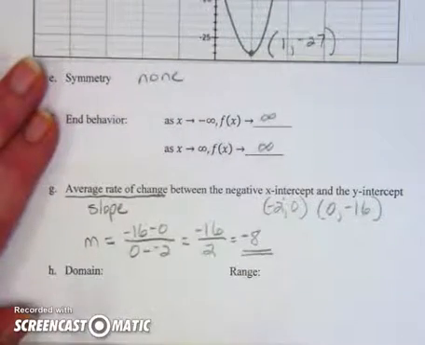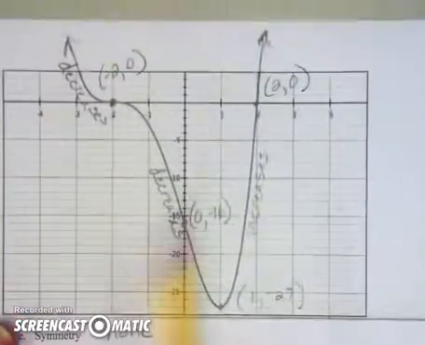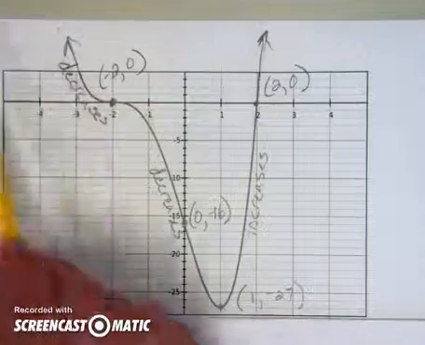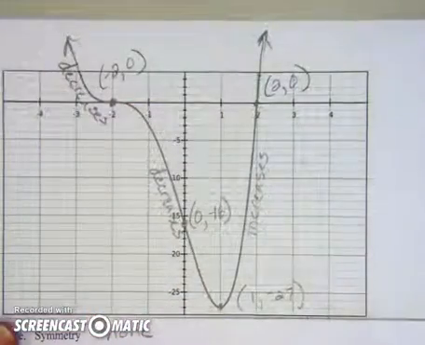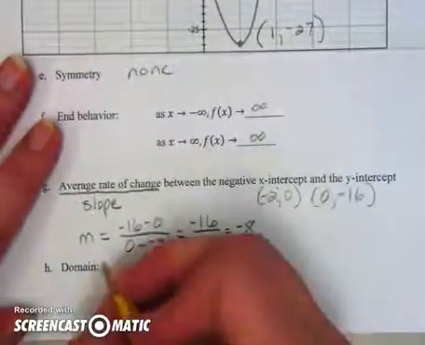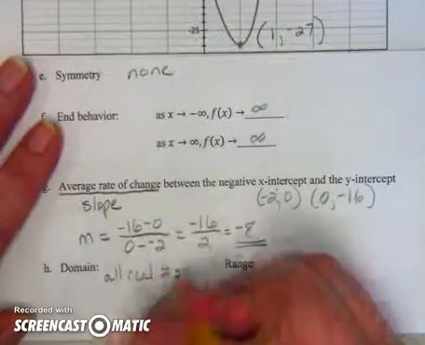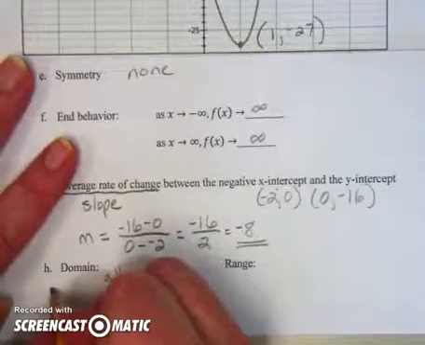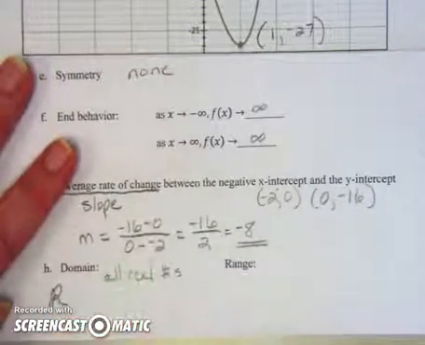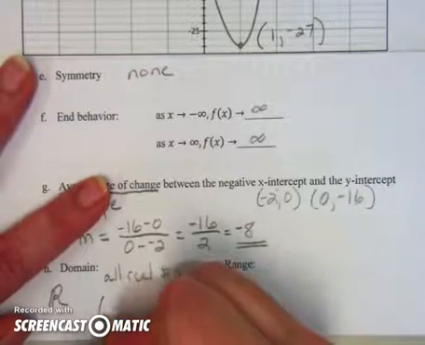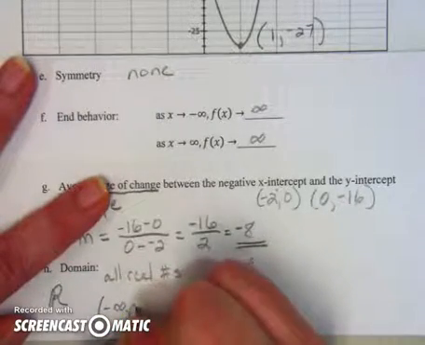The domain for most polynomials is all real numbers because it goes forever to the left and forever to the right. So you can either write out all real numbers. You can actually write that fancy R that you may have written in previous classes. But a really fancy way to write it is -infinity to infinity.